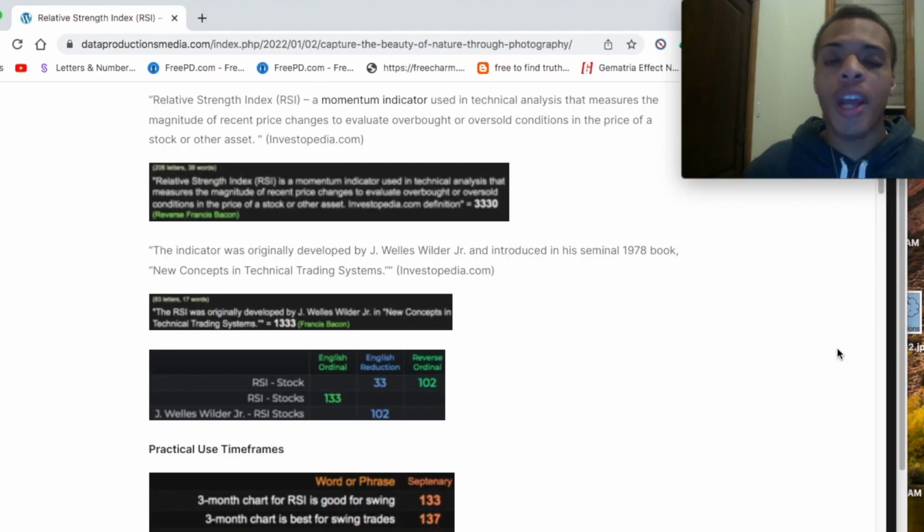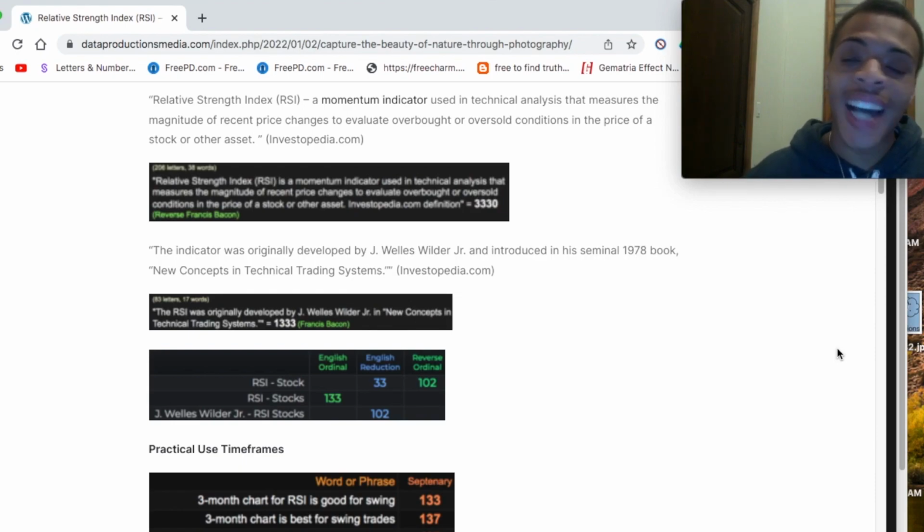The Relative Strength Index, RSI, is a momentum indicator used in technical analysis that measures the magnitude of recent price changes to evaluate overbought or oversold conditions in the price of a stock or other asset. You can find that on investopedia.com.